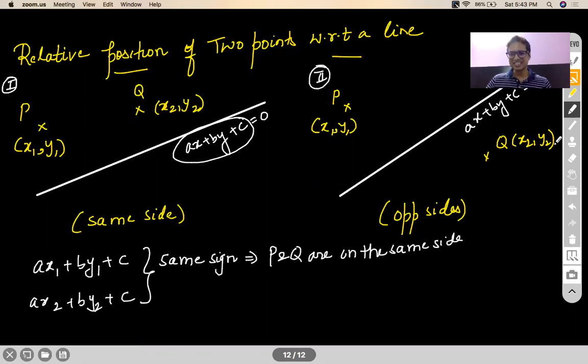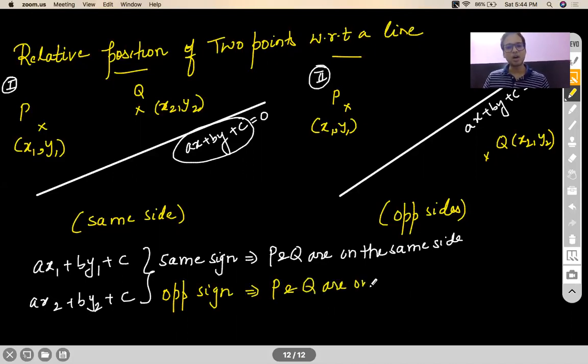Okay. Same sign means they could both be positive or they could both be negative. Let's say the first one gives you 3, the second one gives you 10. 3 and 10 both are positive numbers. That means P and Q are on the same side of the line. Okay. They may both be negative also. For example, one gives you -5, other gives you -7. Okay. And if both of them give you opposite signs, let's say one is positive and the other is negative, then it implies P and Q are on the opposite sides.